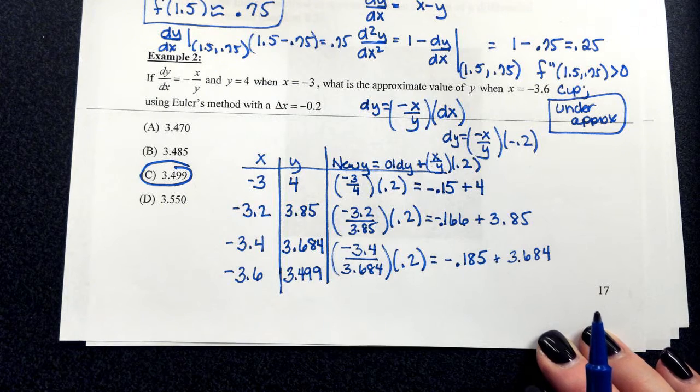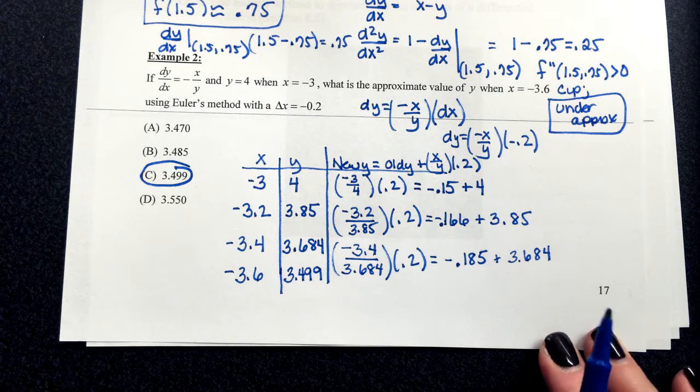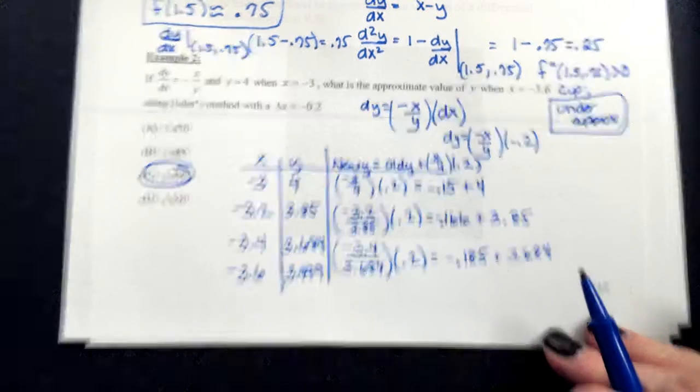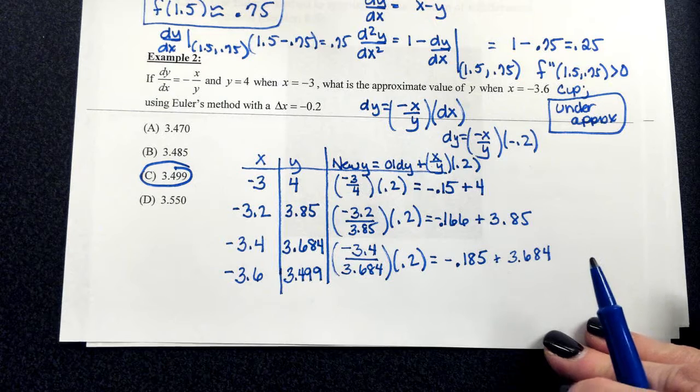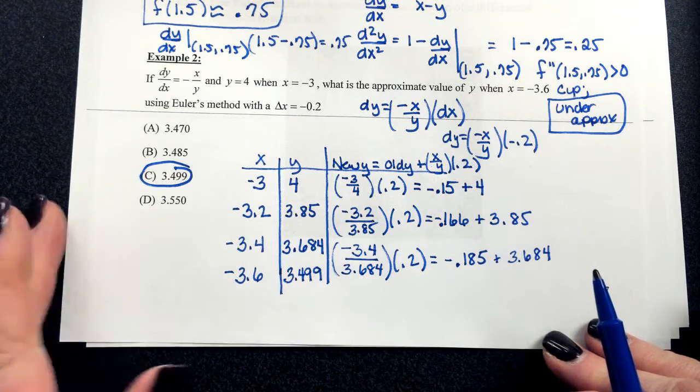Okay? But that's your Euler's method. So any questions on how you use Euler's method? And then obviously if they took it to the second part, over or underestimation, you have to find the second derivative and check to see if it's concave up or concave down at that particular point. Okay? But that's it for Euler's method.